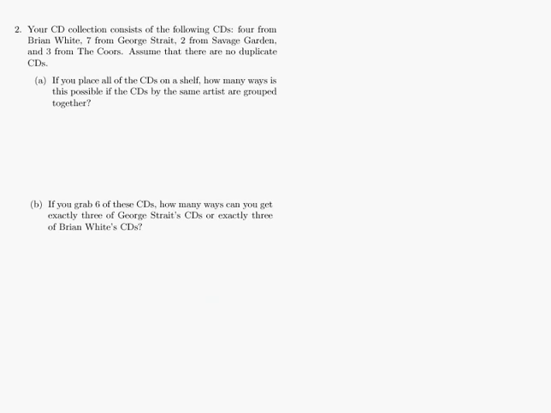So you have a CD collection that doesn't have any duplicates in it. You want to place them all on the shelf. How many ways is this possible if CDs by the same artist are grouped together? So if you look at the CDs from Brian White, there's 4 of them. So if they came first on the shelf, that would be a 4 factorial. George Strait, you had 7 of those, so times 7 factorial. Savage Garden, there's 2 of those, so 2 factorial. And the Coors is 3 factorial.